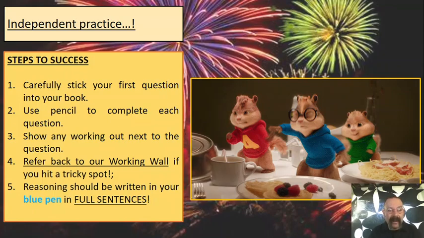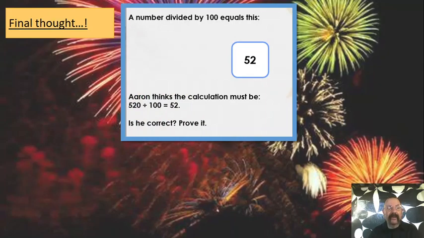And a final thought, this is a problem for the end, once you've done all of your challenges. A number divided by 100 equals this. Okay, Aaron thinks the calculation must be 520 divided by 100 equals 52. Is he correct? Prove it. Okay, so this is one of our blue questions, so it's a reasoning question.